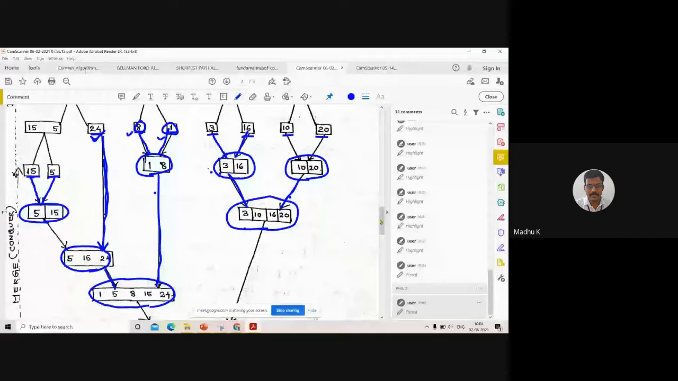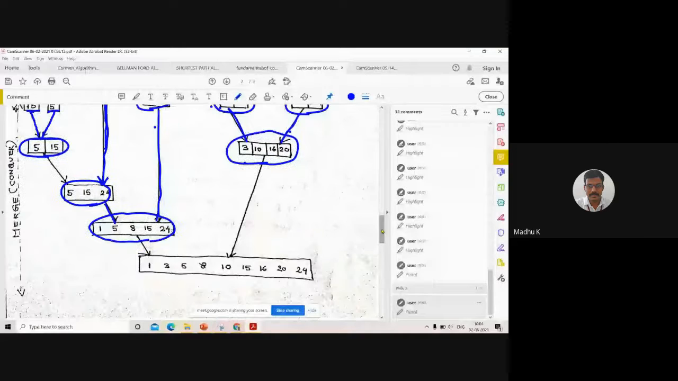Then we will combine this one and this one. This one and this one is combined and sorted. Then you will get the final sorted array. So in this way we will do the merge sort.